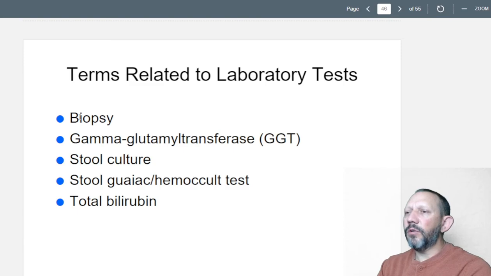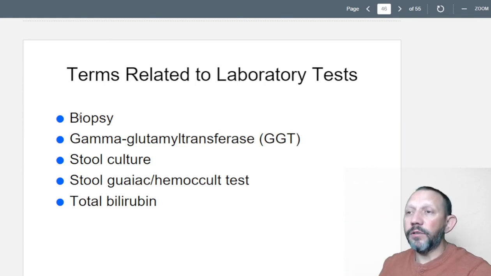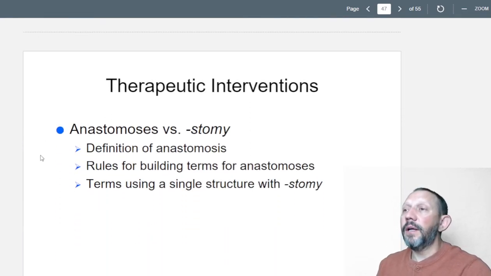Guaiac hemoccult test. They look to see if there's any blood in your stool. And then total bilirubin. Bilirubin, remember, tells how your blood's being recycled and whether the liver's working. So that's going to give you some liver function tests.